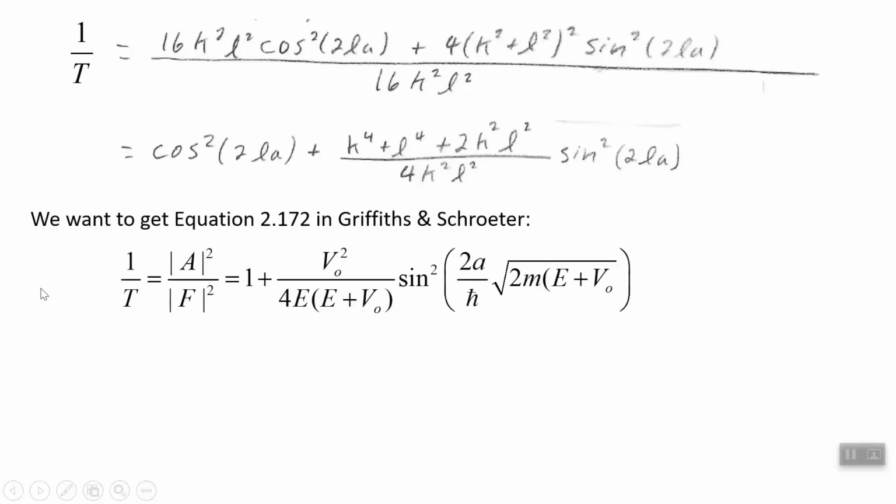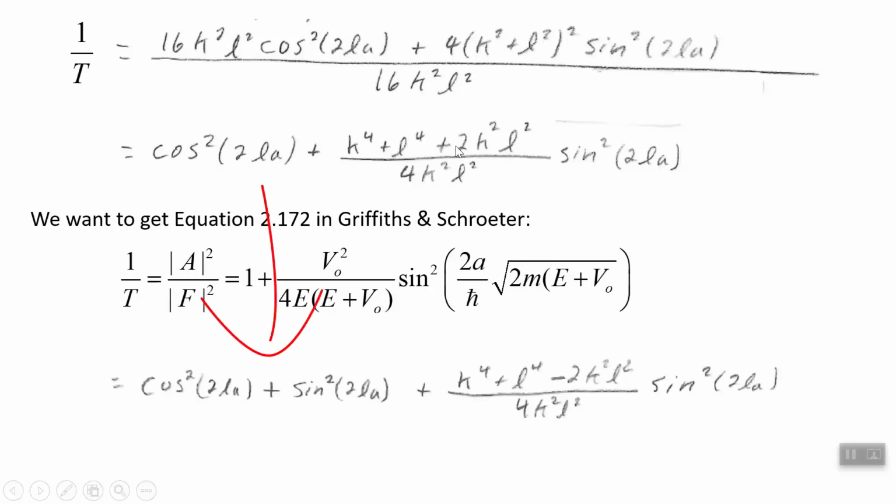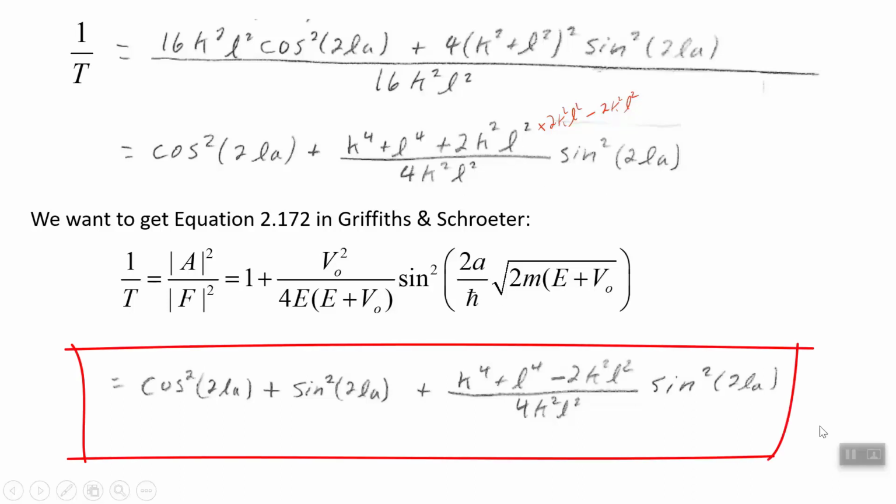That equation looks like this. It's 1 plus stuff. Well, there's no 1 plus up here, so we need to make that happen. Well, you know cosine squared plus sine squared is 1, so add sine squared 2LA to all of this. When you do that, you can make an adjustment with this sine in front of the 2k squared l squared to make that happen. And this is how I'm doing it. I'm going to add 2k squared l squared, and then I'm going to take away 2k squared l squared. So you could just think of it as add 2k squared l squared, and then take away 2k squared l squared. So then I can move 4k squared l squared over here, over 4k squared l squared, and I'm left with this. So just follow the algebra, make sure you can see that.